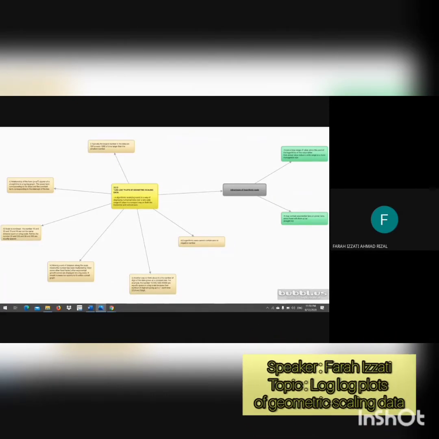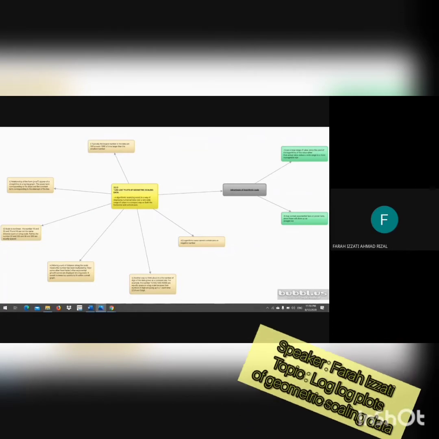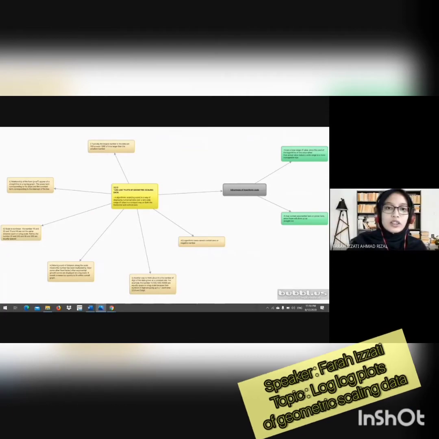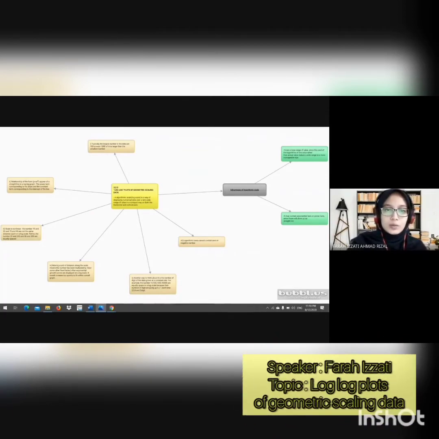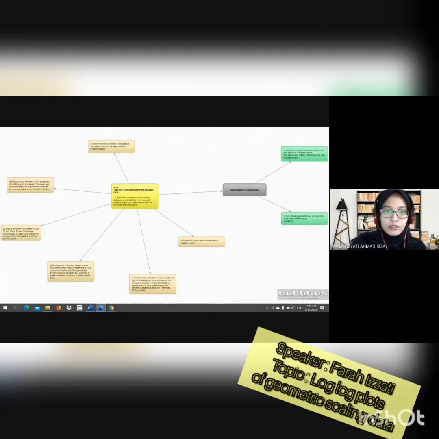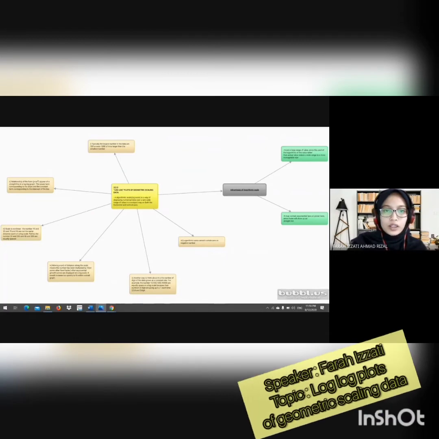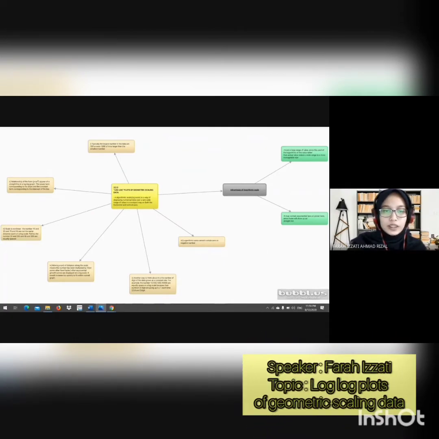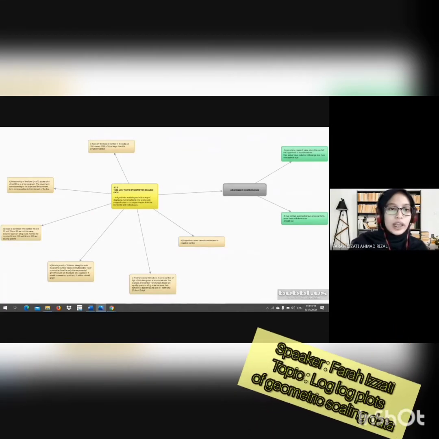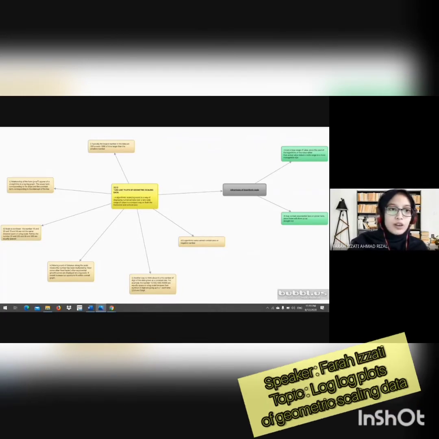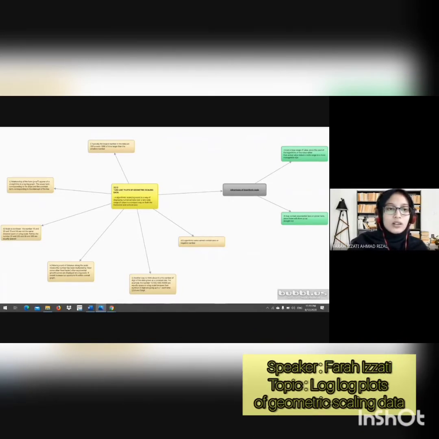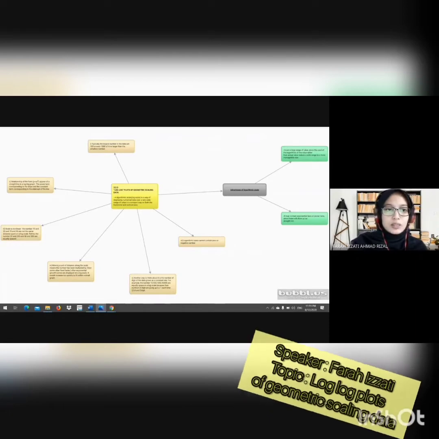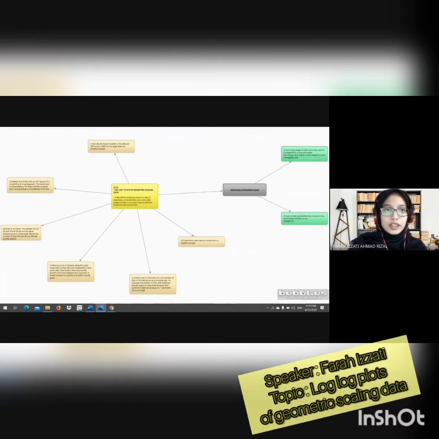Okay, the definition for log plots of geometric scaling data is a logarithmic scale. Log scale is a way of displaying numerical data over a very wide range of values in a compact way on both the horizontal and vertical axis. The relationship of the form y equals a x to the power of k appears as a straight line in a log graph. The power term corresponds to the slope and the constant term corresponds to the intercept of the line.